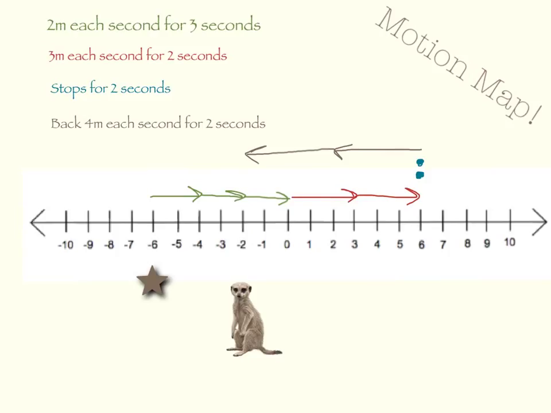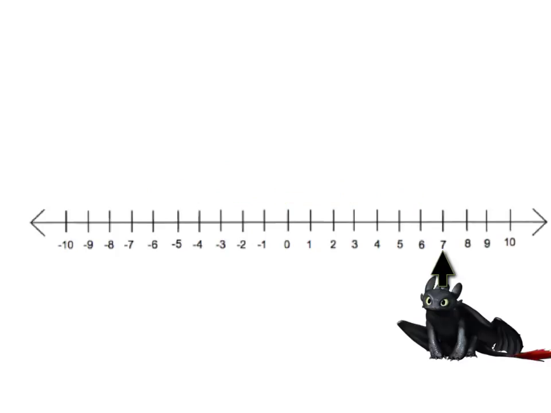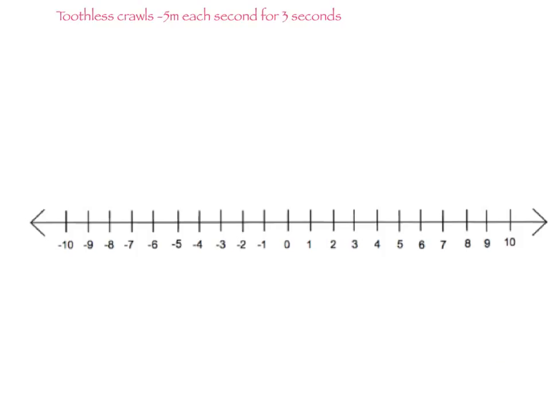Now it's your turn. Let's say we have Toothless the dragon here, who's starting at position 7, and let's say that Toothless begins to crawl -5 meters each second for 3 seconds. And by negative, meaning it's going to the left. Then Toothless stops for 3 seconds. Then Toothless turns around and travels 3 meters each second for 4 seconds.